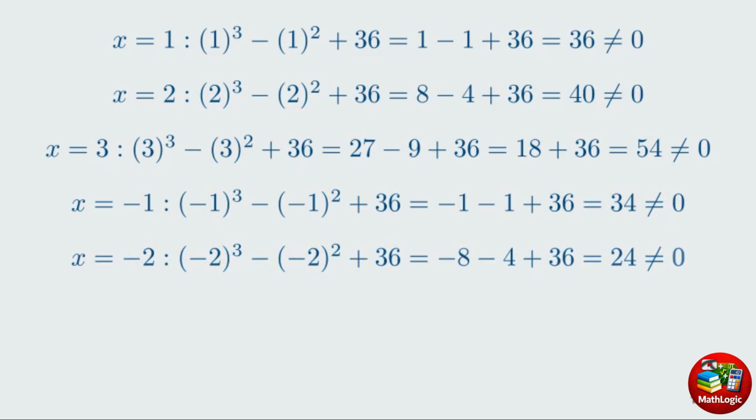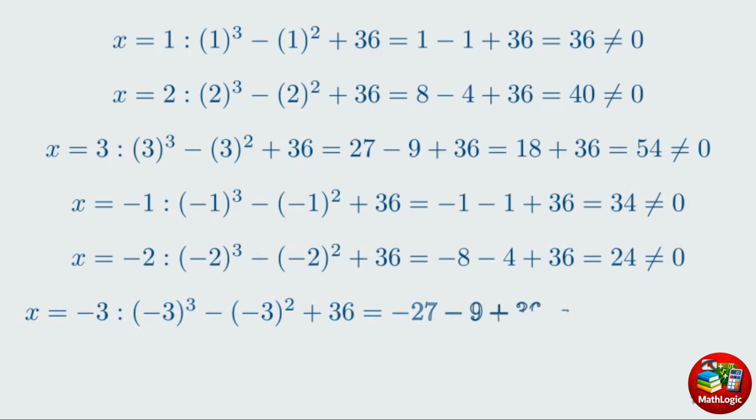We're getting closer. What about x equals -3? This gives us (-3) cubed minus (-3) squared plus 36. This is -27 minus 9 plus 36. -27 minus 9 is -36, and -36 plus 36 is 0. We found it. x equals -3 is a root of the equation. So we've established that x equals -3 is a solution.